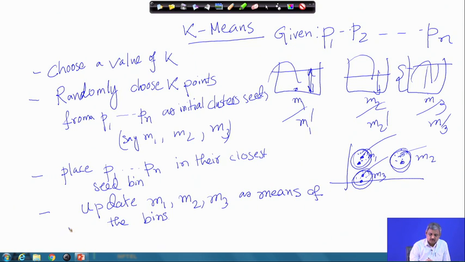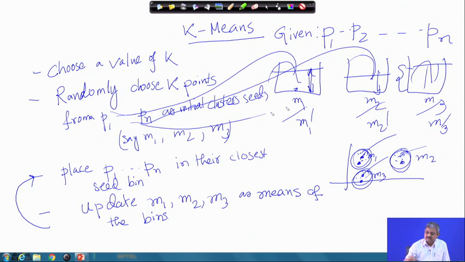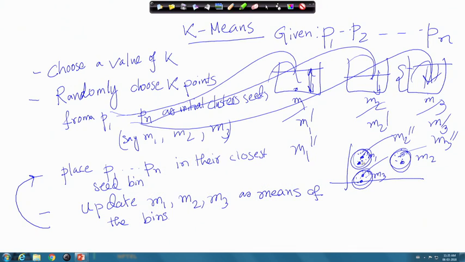Okay. Now, repeat this step. With this new bin, again go through P1, P2, Pn and redistribute them. Again update to M1 double prime, M2 double prime, M3 double prime. Keep on doing this till, over 2 iterations, M1, M2, M3 do not change much, they become fixed, they have converged.